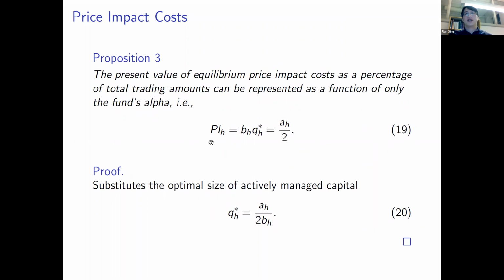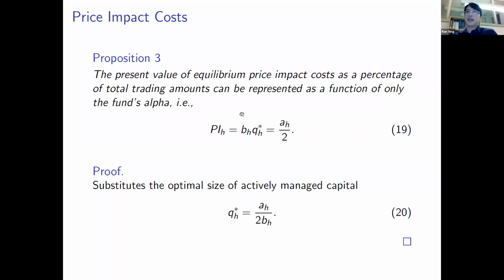Now, for the third proposition, we shift our discussion to the price impact cost. Proposition 3 tells you the present value of equilibrium price impact cost, measured as a percentage of total trading amounts, can be represented as a function of only the fund's alpha. It might sound a little bit complicated at the beginning, but the intuition is quite simple. The price impact cost expression is BH multiplied by QH star, as a percentage of the trading amount QH star. By substituting the optimal fund size QH star, AH divided by 2BH, into this expression, you get that PIH, the price impact cost, is only a function of the alpha opportunity.